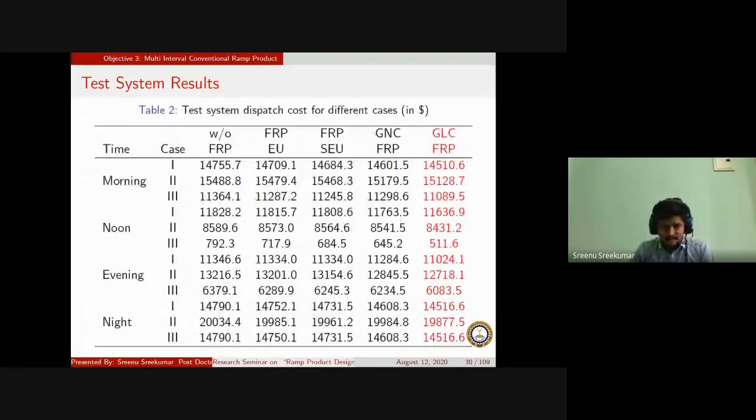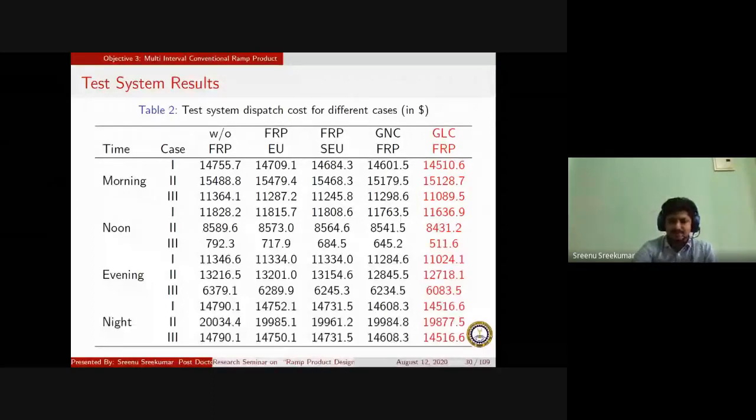And the cost of dispatch without FRP, with end time uncertainty based FRP, with start and end time uncertainty based FRP, with Gaussian Copula based FRP, and Gumbel Copula based FRP is shown in table 2, and it is evaluated for all the intervals in a day and for different cases also. We can observe that the dispatch cost is reduced in the proposed Gumbel Copula based FRP. The dispatch cost is reduced due to reduced imbalance penalties, because in Gumbel Copula based FRP we have considered all the extreme conditions, so there is less chance of imbalances in such cases.